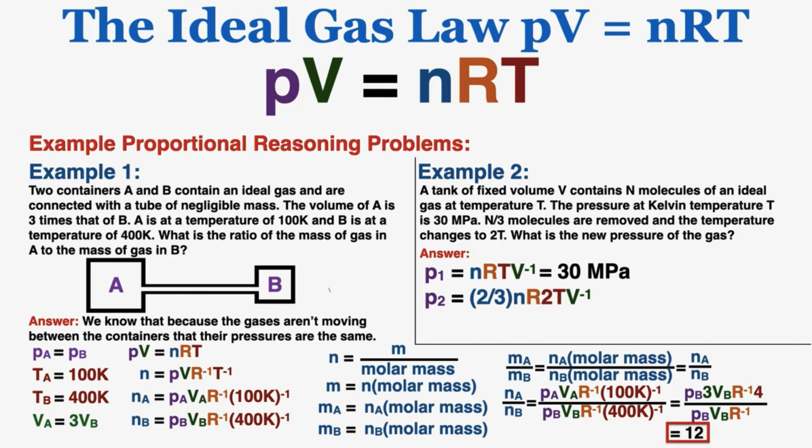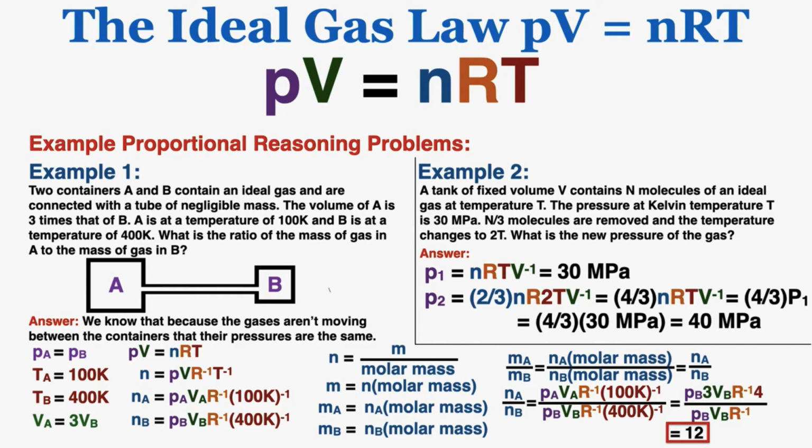Pressure 2 has 2/3 of the molecules of pressure 1, and the temperature is twice as high, so I've written those values in. If I can isolate my original values in that new equation, I'll understand how the new pressure relates to the old pressure. So if I bring up that 2 to one side, I get 4/3 times those original values. So that means this is equal to 4/3 times P1, which is equal to 4/3 times 30 megapascals, which is just equal to 40 megapascals. So that's the new pressure of the gas.